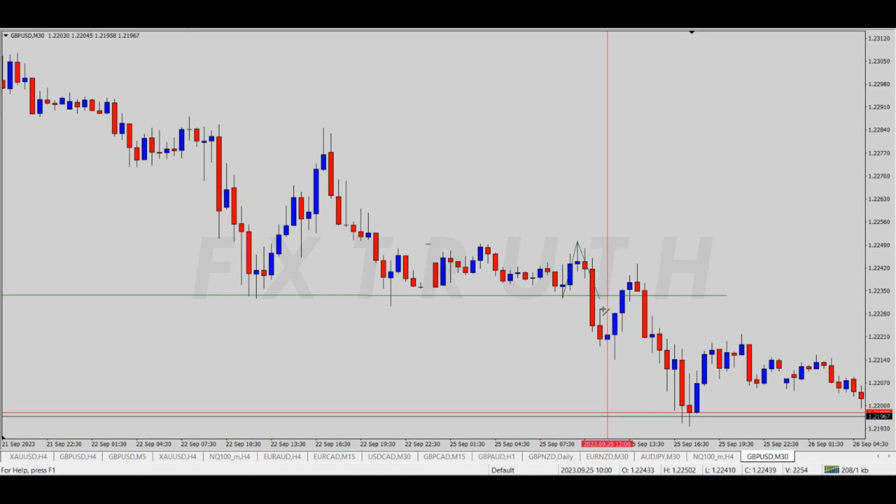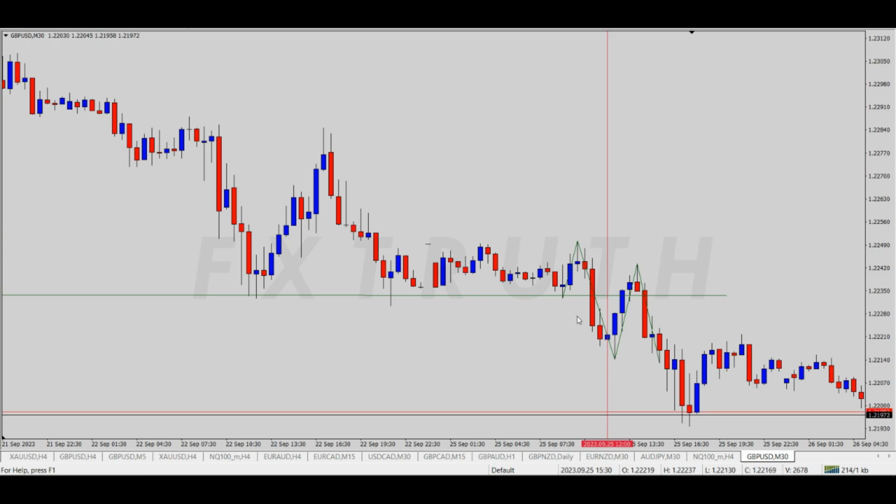This is a low to that area. This is a high, failing to take out the previous high. And we can start seeing a rejection around here. So let's say we hold it down till it breaks this low right there.